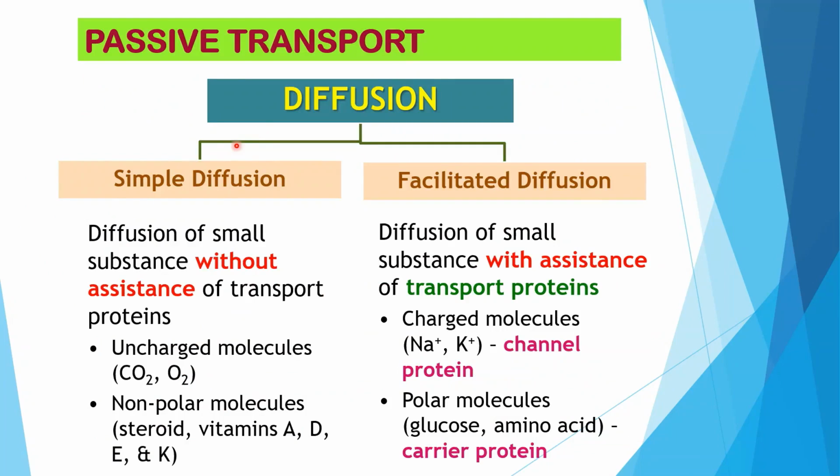Diffusion can be classified into two types: simple diffusion and facilitated diffusion. Simple diffusion means diffusion of small substances without the assistance of transport proteins. However, facilitated diffusion means diffusion of small substances with the assistance of transport proteins. It means the charged molecules and the polar molecules need the transport protein to cross the plasma membrane. Uncharged molecules and non-polar molecules such as steroids, vitamins A, D, E, K, carbon dioxide and oxygen can cross the plasma membrane without the transport proteins.